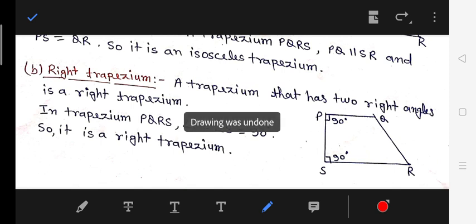And here you can find angle P and angle S. These are 90 degrees. So here two angles you are going to get in the trapezium 90 degree. So if you are going to get two angles as a right angle, 90 degree, in a trapezium, that trapezium is called right trapezium. So here PQRS is a right trapezium.